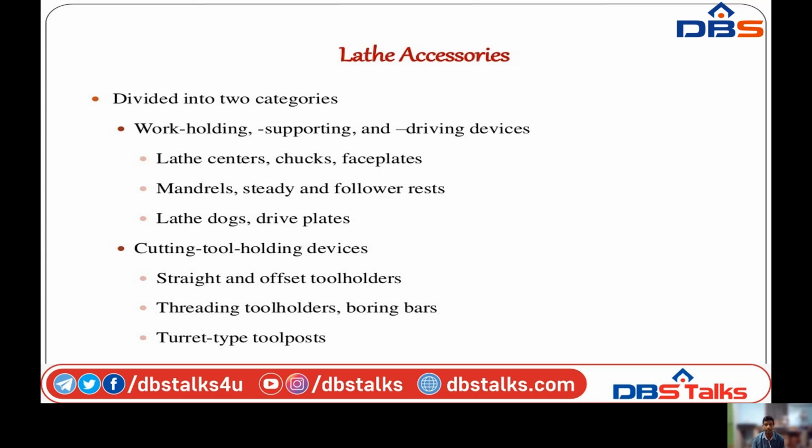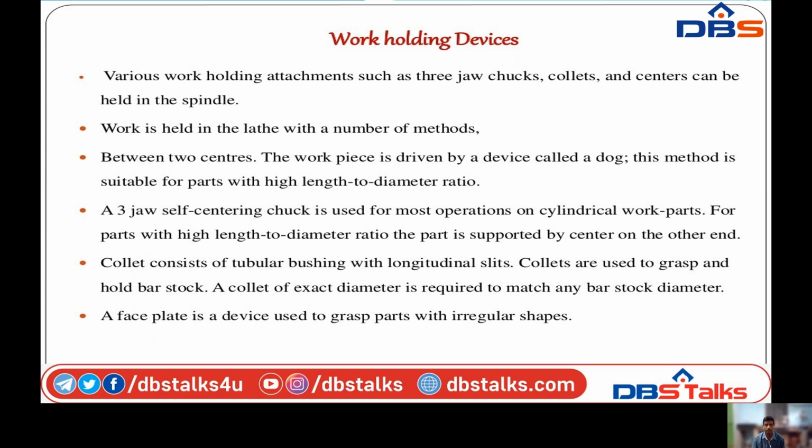Tool holding devices include straight and offset tool holders, threading tool holders, boring bars, and turret type tool posts. First, I am discussing work holding devices. Various work holding attachments such as three jaw chucks, collets, and centers can be held in the spindle. The spindle is in the middle section of the headstock.